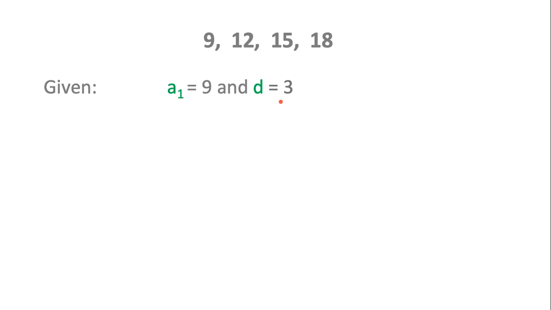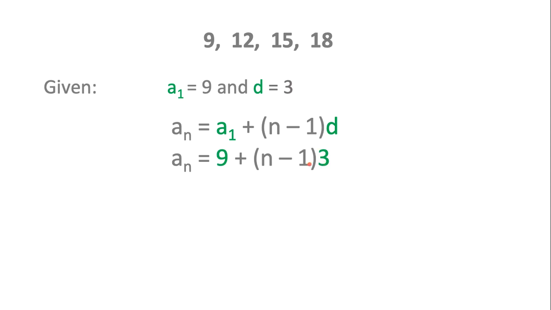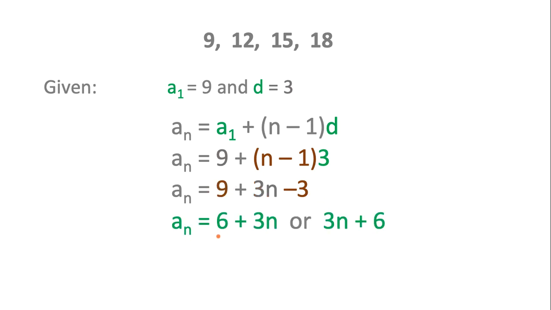Then substitute these numbers in the formula. a sub n is equal to a sub 1 plus n minus 1 times d. So we have a sub n is equal to 9 plus n minus 1 times 3. Then distribute 3 to n minus 1. We get 3n minus 3. Then combine 9 and negative 3, so our general rule or pattern for this sequence is 6 plus 3n or 3n plus 6.